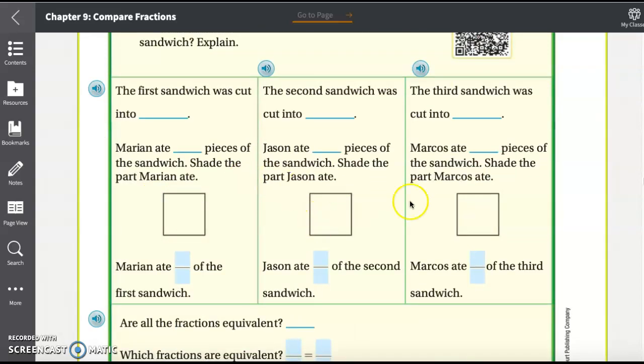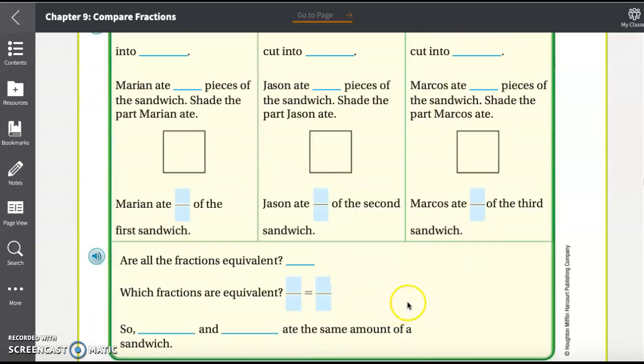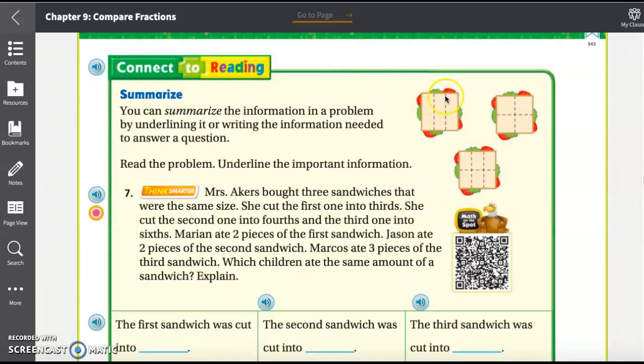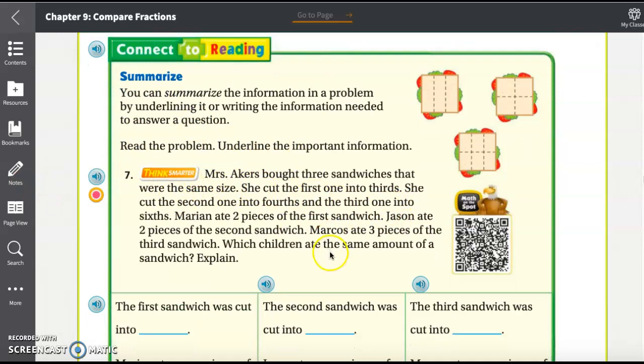Okay, and then show me your pictures here. Draw the sandwich, how they cut it, and then shade the parts that they ate. So, are all the fractions equivalent? Well, I believe this one is equivalent to this one, but this one might not be. So you need to go back and double check your work, okay?